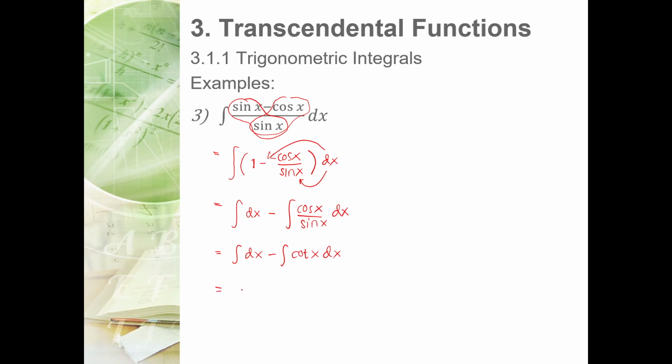So the final answer is, again, if you don't know the integral of cotangent, try going back to example number 1. So minus ln of sine x plus c. So that's your final answer.